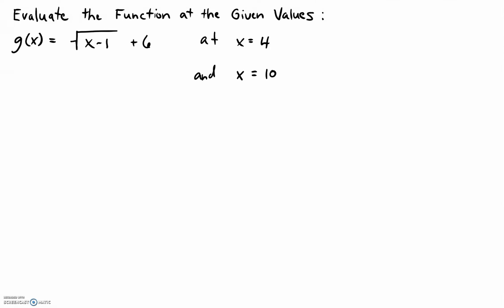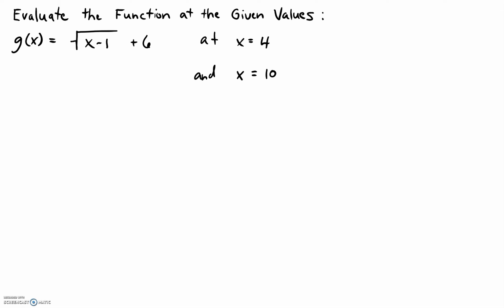In this video, we're going to look at evaluating functions at given values. Our function for this video is g of x is equal to the square root of x minus 1 plus 6. Notice that plus 6 is on the outside of that square root. And we want to evaluate it at x equals 4 and at x equals 10.